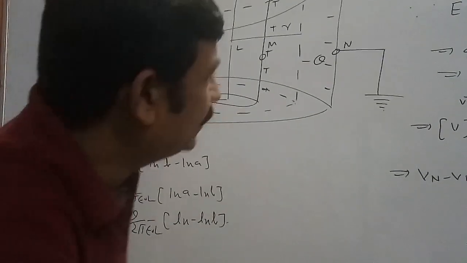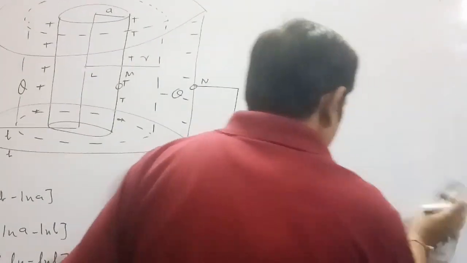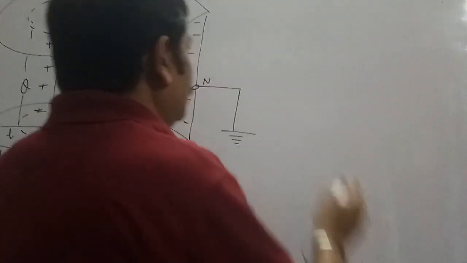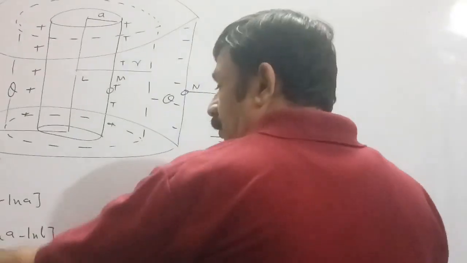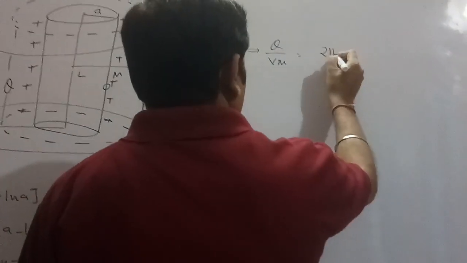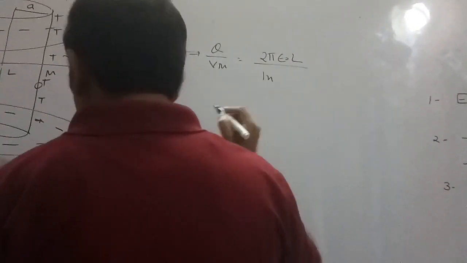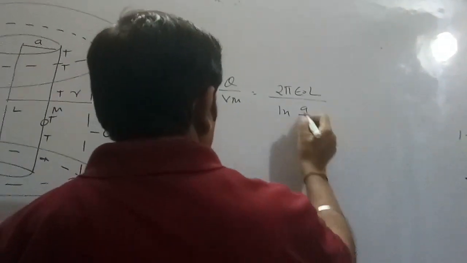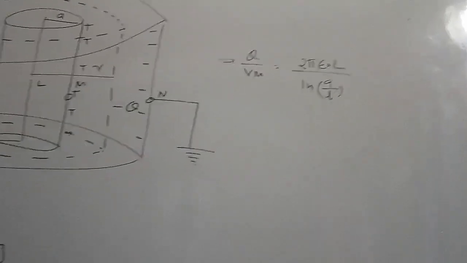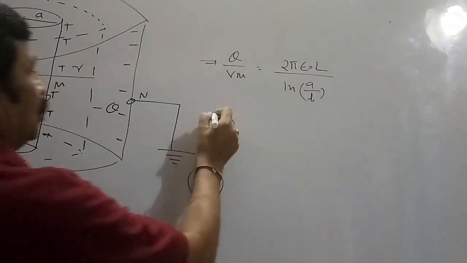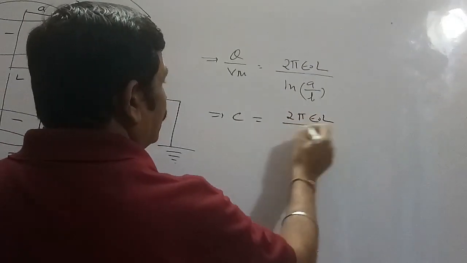So from here we will get the value of charge and potential. Q upon V will be 2 pi epsilon naught into L divided by natural log A upon B, because natural log A minus natural log B will be natural log A upon B. And the ratio of these two is known as capacitance. So this is the capacitance of a cylindrical capacitor.